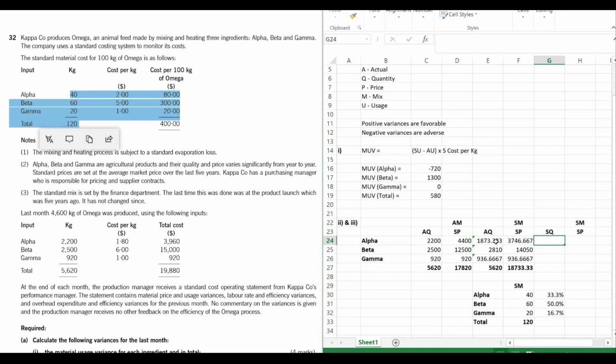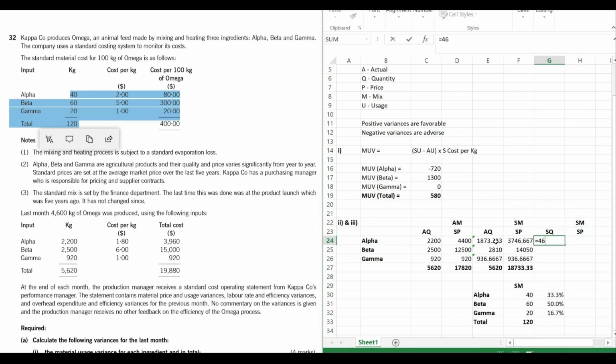Okay, the last one, standard quantity as per the standard mix. So how will we get this? Again, it's the same as the standard usage we calculated in the material usage variance, right? So we'll take the 46 into 40, the 46 into 60, and the 46 into 20 we did up there. Students often get confused, but if you already calculated the material usage variance, technically you've already got the standard quantity as per the standard mix.